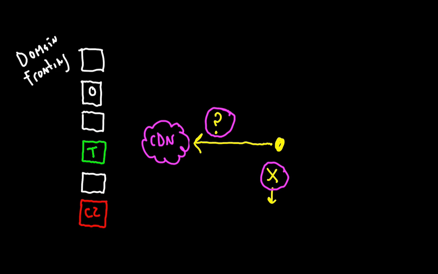So how does the CDN pull this information from a request? Well, the common denominator in both HTTP and HTTPS requests is the host header.